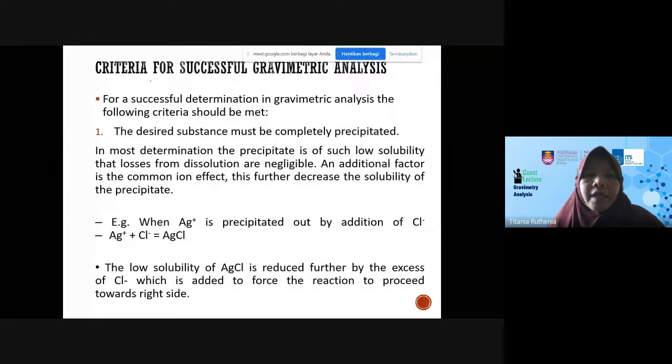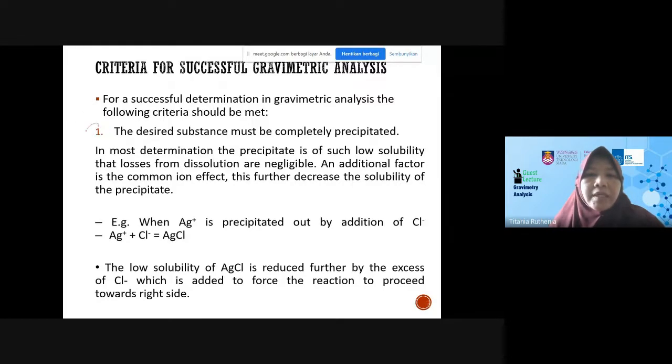Here we have the criteria for successful gravimetric analysis. So for a successful determination in gravimetric analysis, we should follow some criteria here. The first one, that the desired substance must be completely precipitated. So in this case, the precipitate is of such low solubility that losses from the dissolution are negligible. If it has low solubility, then the part of the precipitate that dissolves in the solution could be negligible.